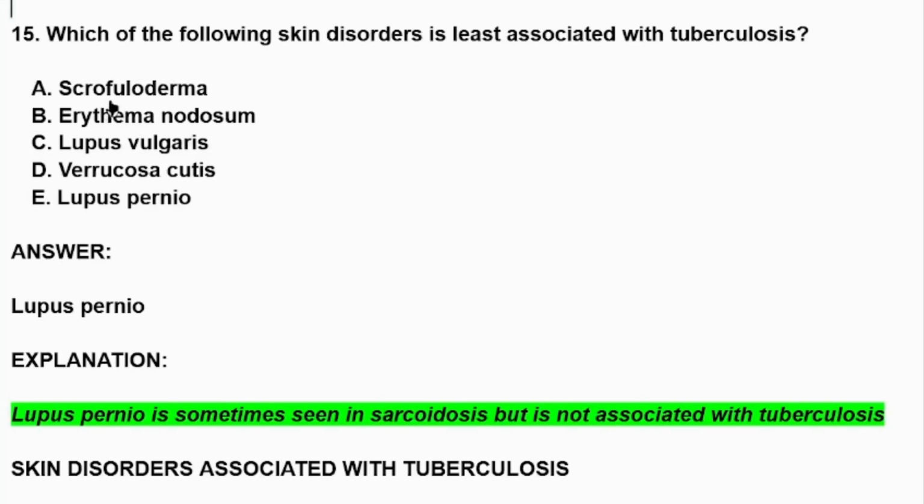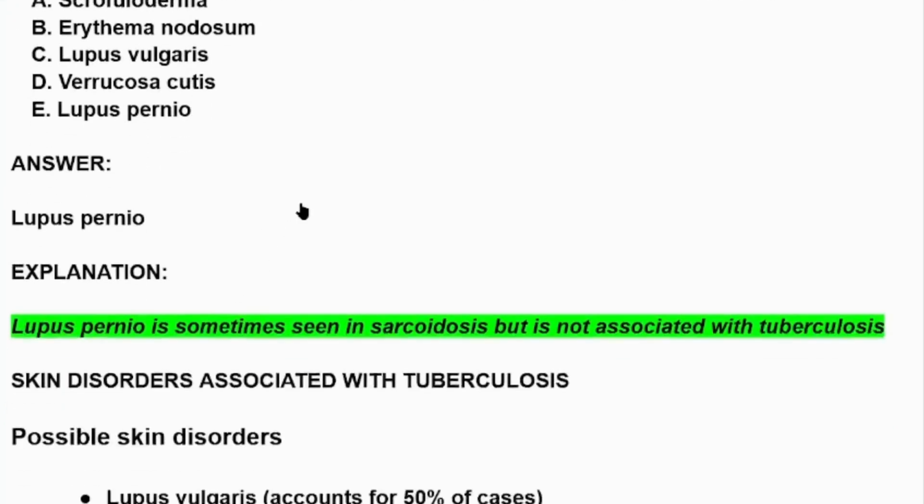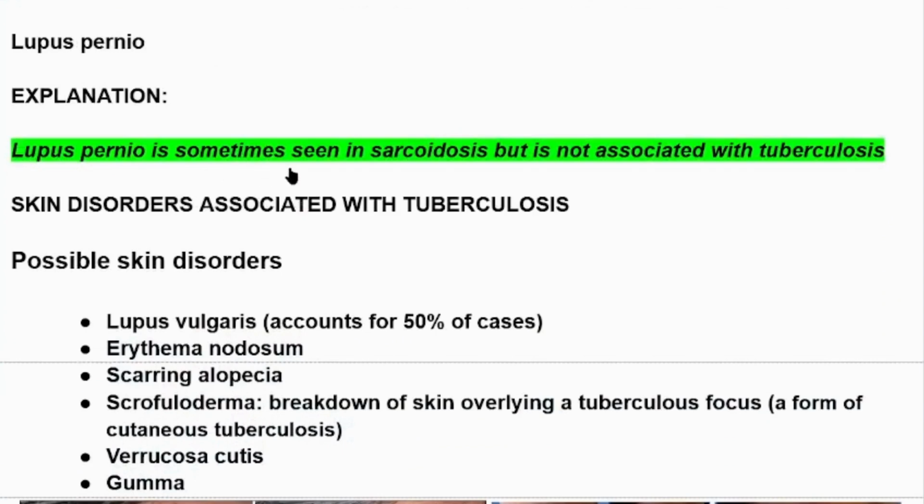We can see Scrofuloderma in skin tuberculosis. We can see Erythema Nodosum in tuberculosis. We can see Lupus vulgaris on the skin of patients infected with tuberculosis. We can see Verrucosa Cutis, but Lupus pernio, we cannot see under tuberculosis. The choice is E, Lupus pernio. Explanation: Lupus pernio is sometimes seen in sarcoidosis, but is not associated with tuberculosis.